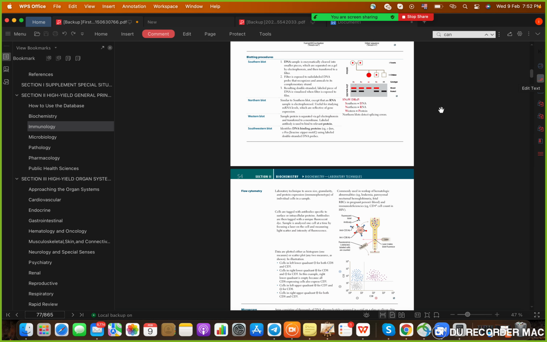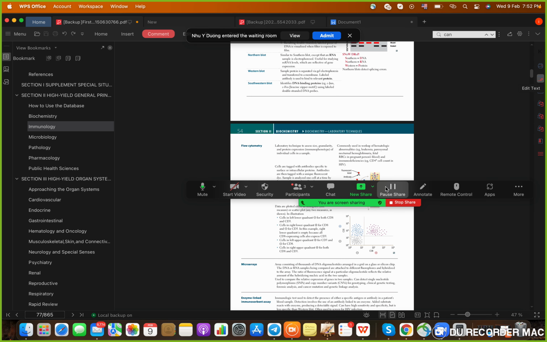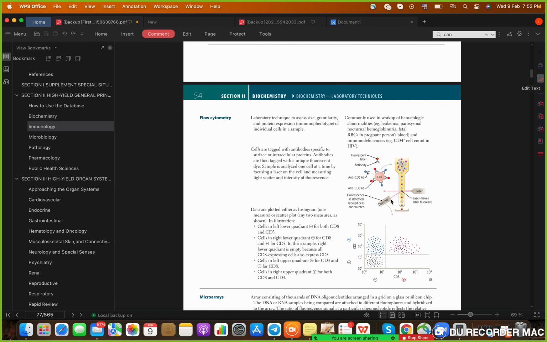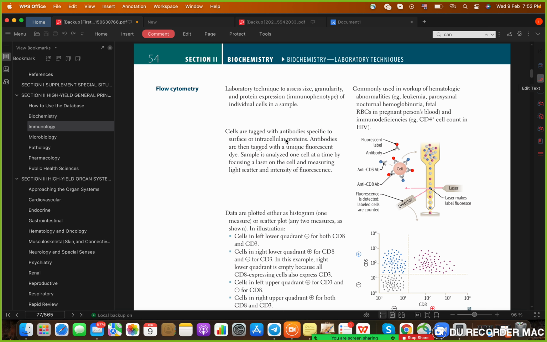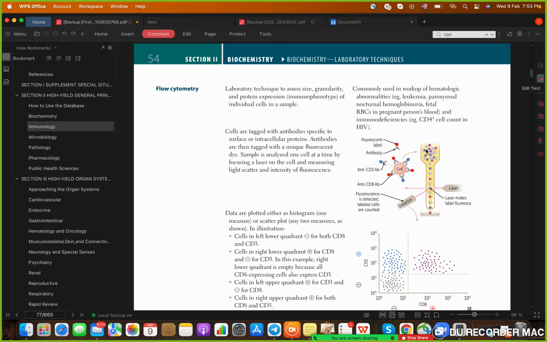Okay, let's move on to flow cytometry. So flow cytometry contains the following. First of all, what does it mean? It's a really good quantitative, not qualitative, type of measure. So flow cytometry can tell you how many CD4 cells you have, how many CD3 cells you have, how many CD8 cells you have. So it helps you to quantify how much of that type of cell exactly you have.